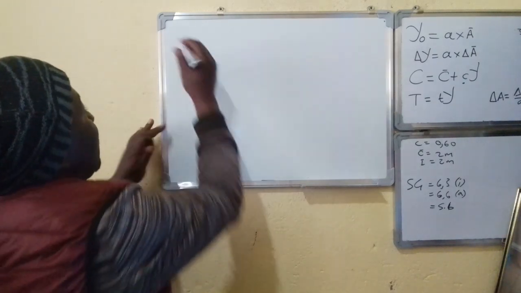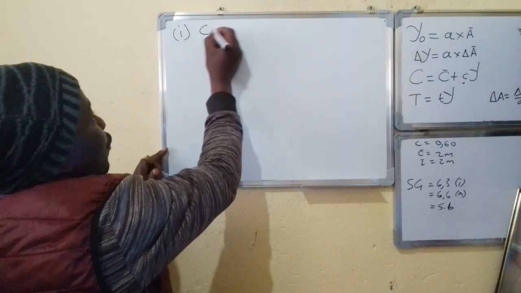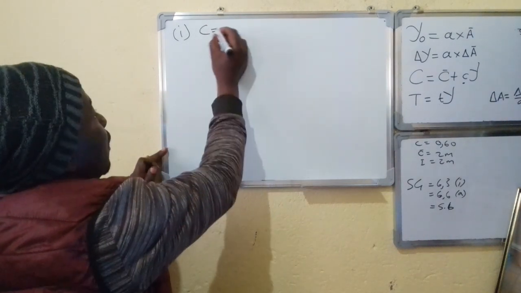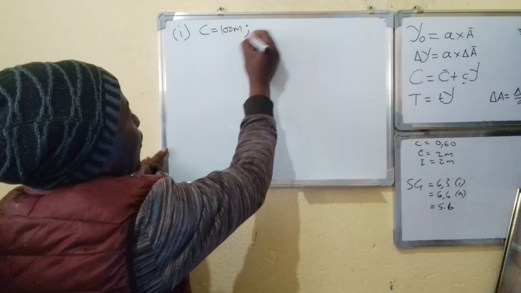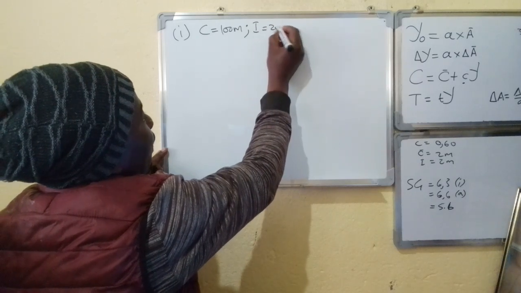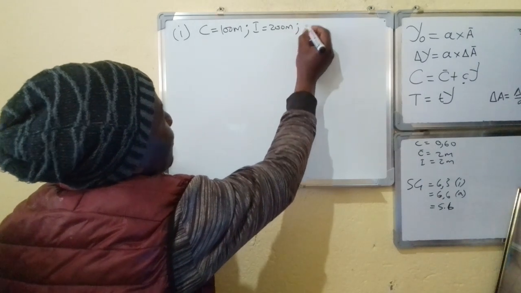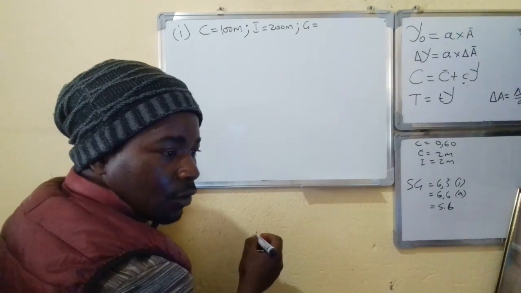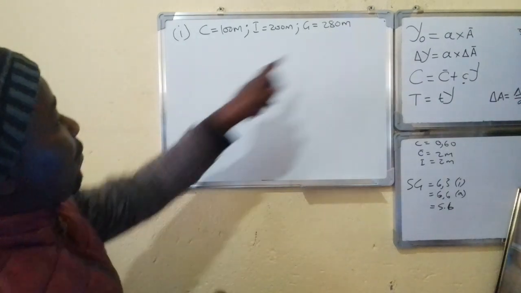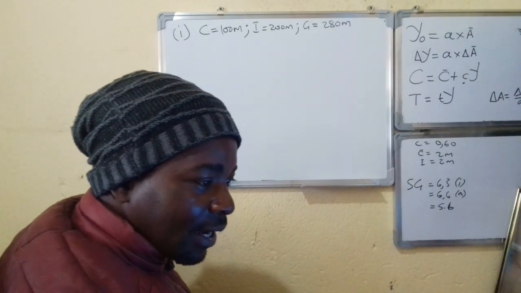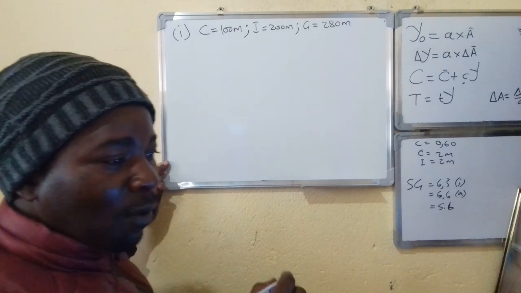Let's start with this one. Autonomous consumption equals 100 million, investment expenditure equals 200 million, and government expenditure equals 280 million. Can you see now we have the government? And then we cannot have the government without having tax. But let's first see if we have the marginal propensity to consume.